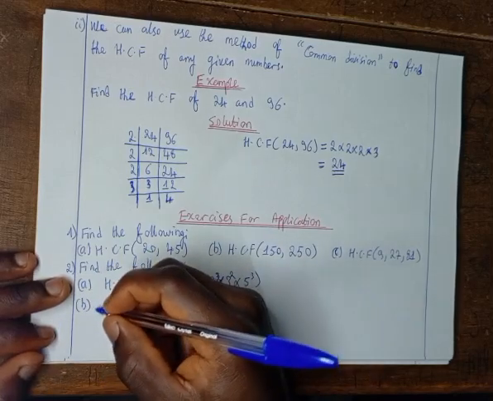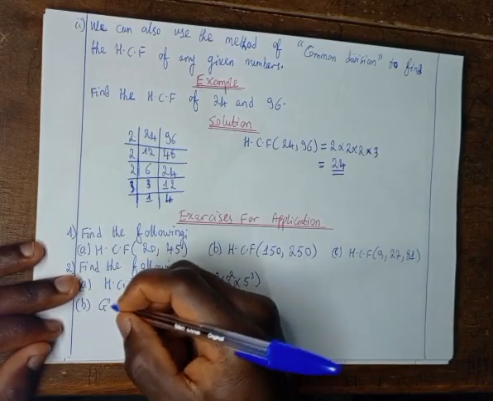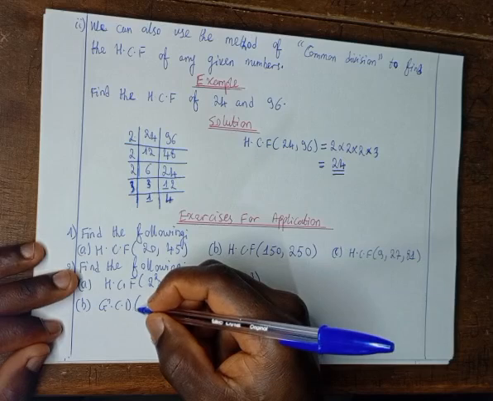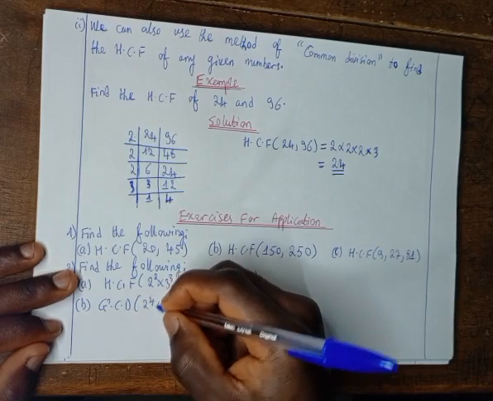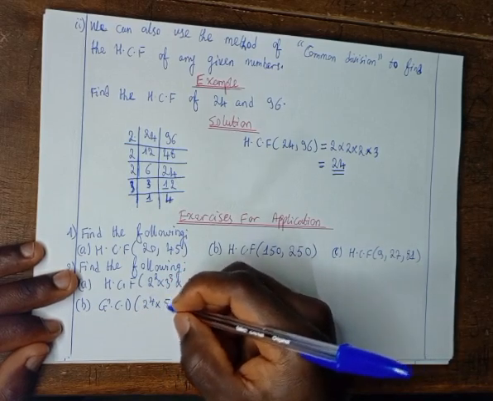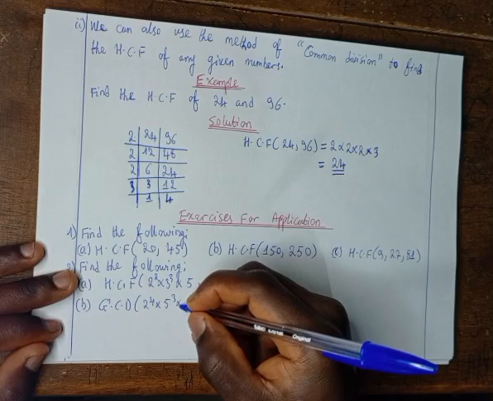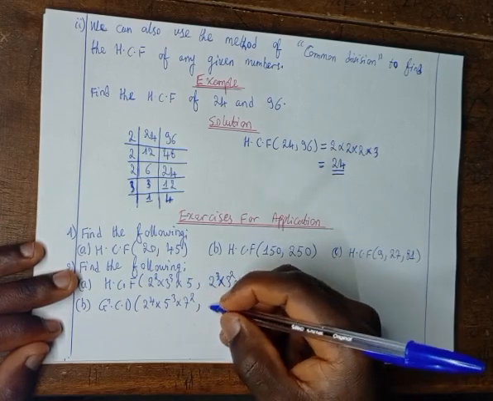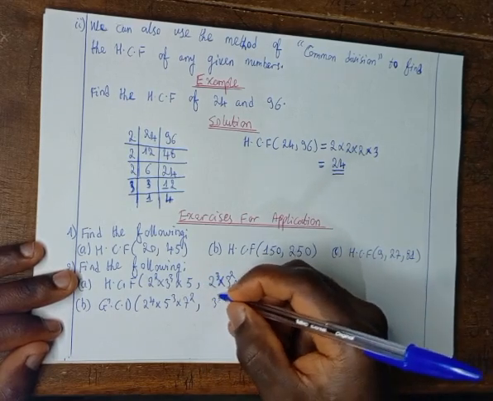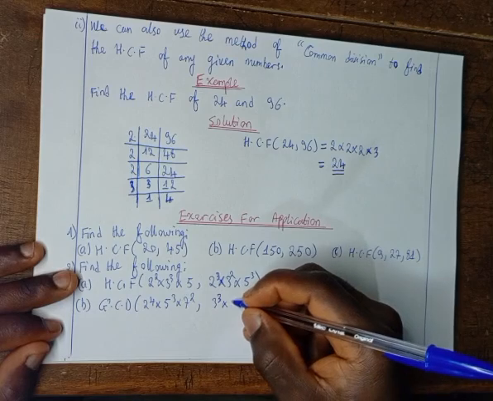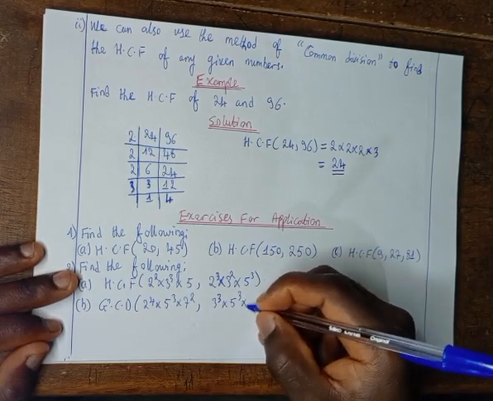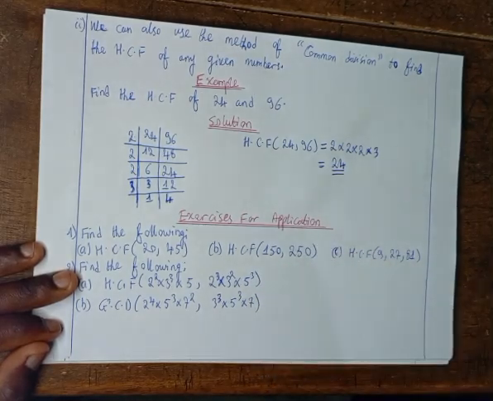We go to question B. We have to find the greatest common divisor of 2 raised to the power 4 times 5 raised to the power 3 times 7 raised to the power 2 and 3 raised to the power 3 times 5 raised to the power 3 times 7.